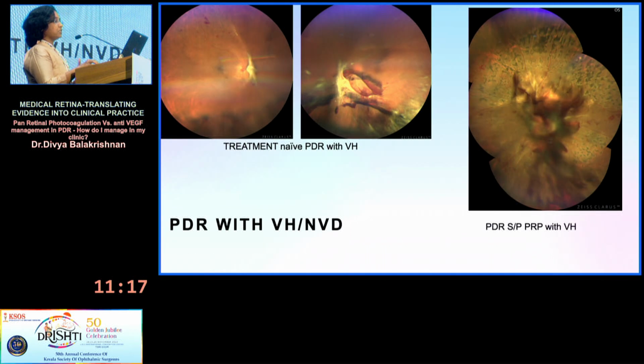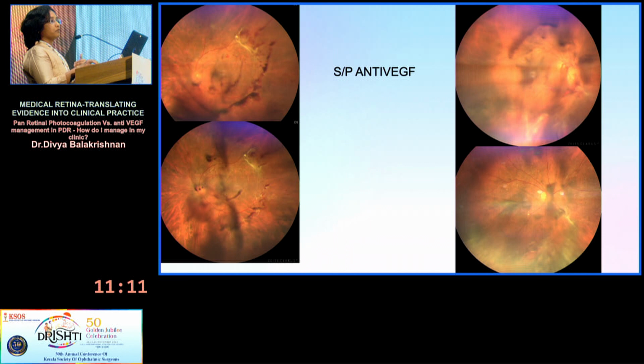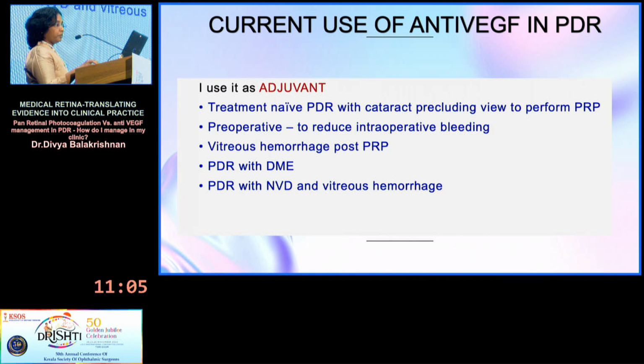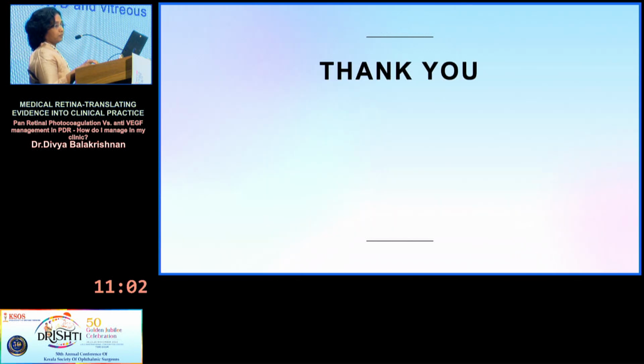So these are a few cases wherein the patient presented with vitreous hemorrhage. We could not do laser, so the patients were given anti-VEGF, and following the resolution of the vitreous hemorrhage, PRP was added. So I don't treat PDR patients by monotherapy, I use it as an adjunct. Thank you.